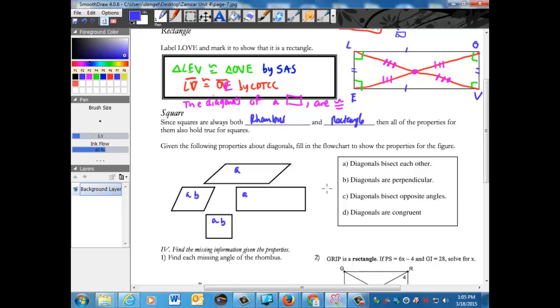C, diagonals will bisect opposite angles. That's going to be true in a rhombus. It'll also be true in a square. And D, diagonals are congruent. That's going to be true in a rectangle. Therefore, it'll get passed down to the square.